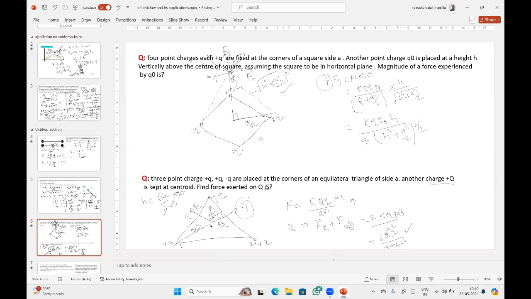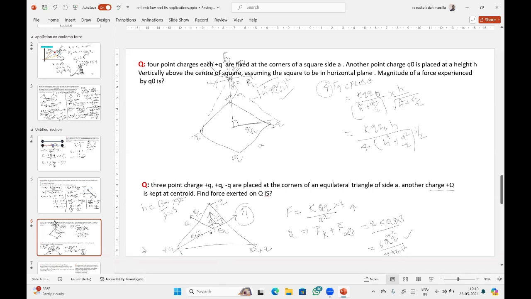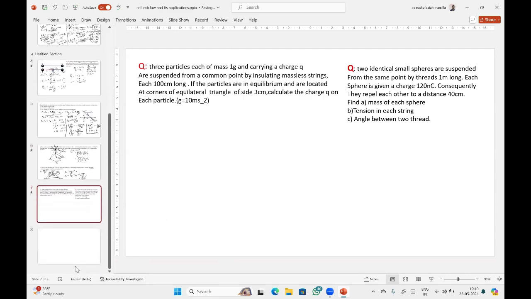So this is not 0 because these two resultants are in the same direction, meaning the angle between them is 0. If one of them were in the opposite direction, then the force would be 0. But here both are in the same direction, so the force is not 0. So this is another example, another model. Coming to the last model of problems.